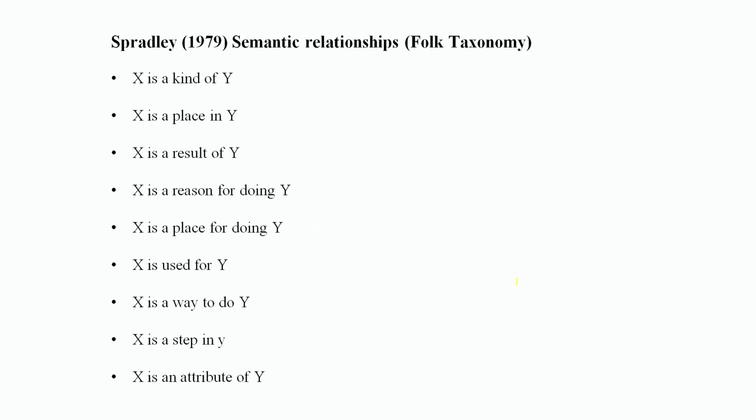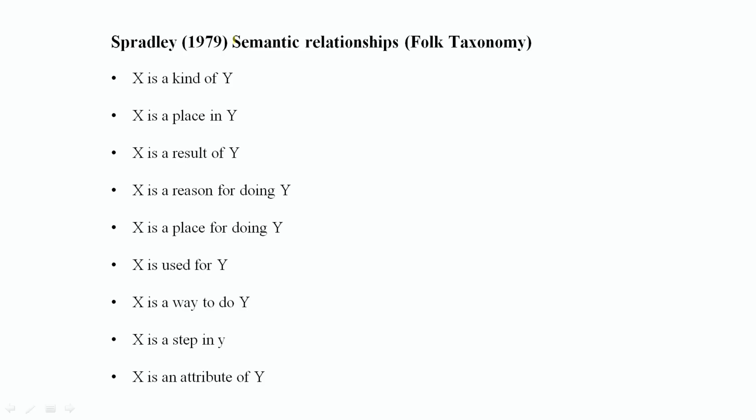Spradley in 1979 proposed a taxonomy of identifying relationships. There are 9 relationships presented by Spradley, which you can see in this slide.